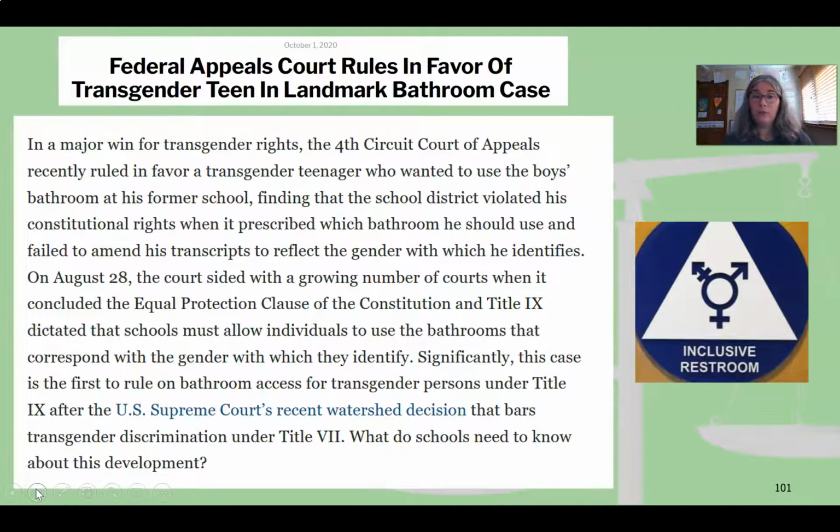So here's one of the federal court cases that I think we should all know a little bit about. In this case, you have a transgender teenager who wanted to use the boys' restroom at his school, and the school would not allow it. They also would not change the transcript regarding the student's gender. So the student took it through the court system. The court favored the student, saying that yes, the student had rights and that the school violated those constitutional rights in indicating which bathroom the student had to use, as well as not changing the transcripts.